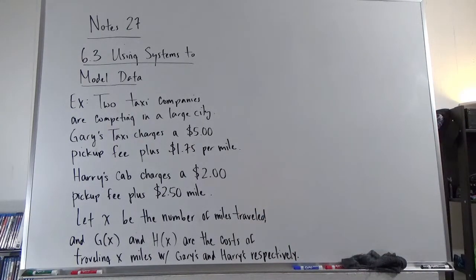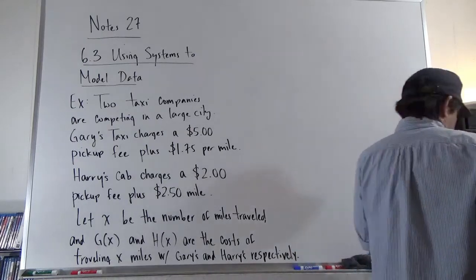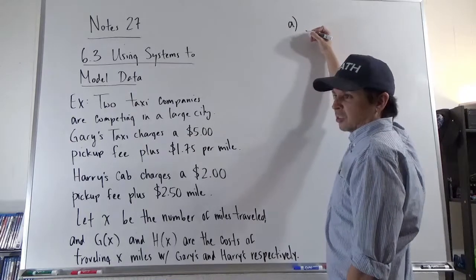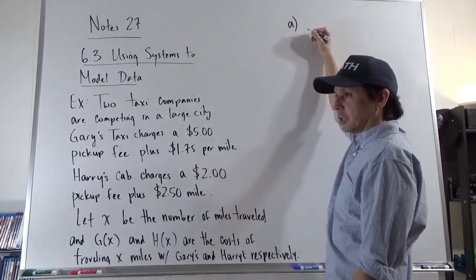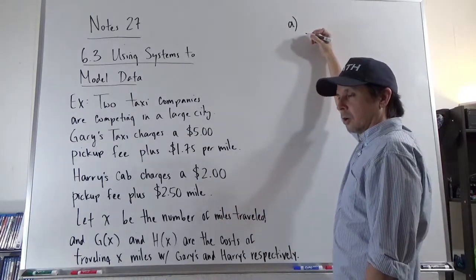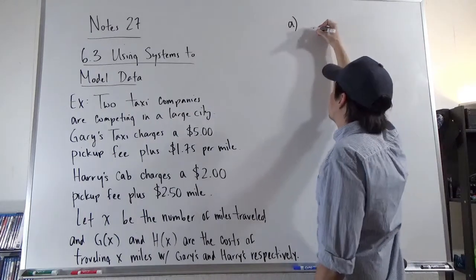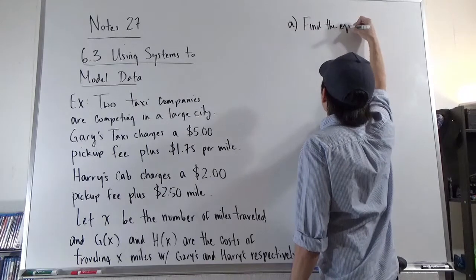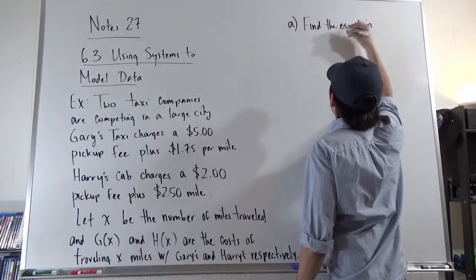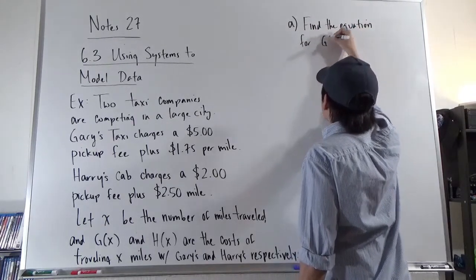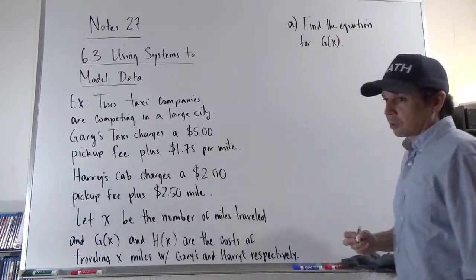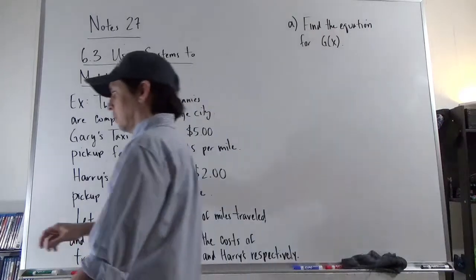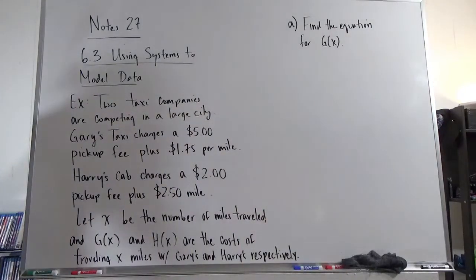We're going to do a couple of things with this, but first, let's just state the equation of g of x and h of x. Well, I'm going to do one first. Find the equation for g of x. We'll spend a little time on this one, and then once we get a feel for how this works, h of x should be a little bit quicker. Hold on 1 second.